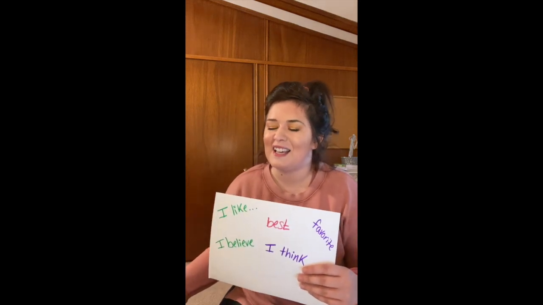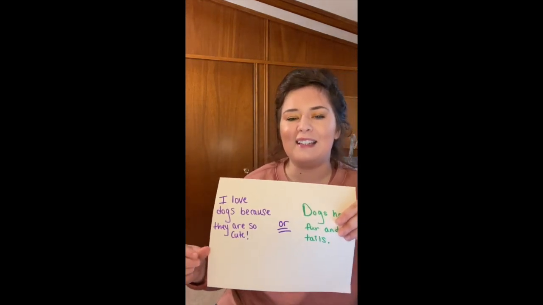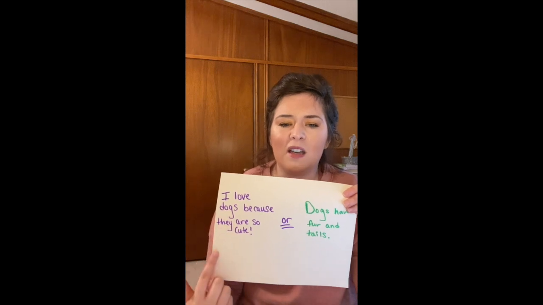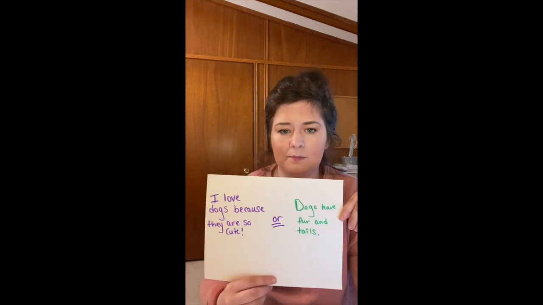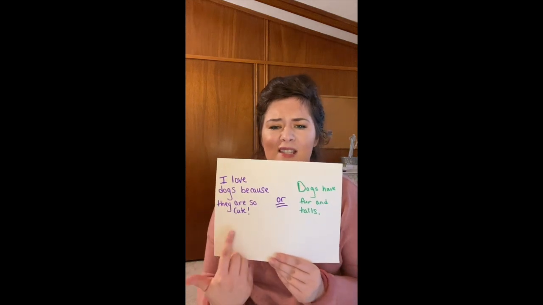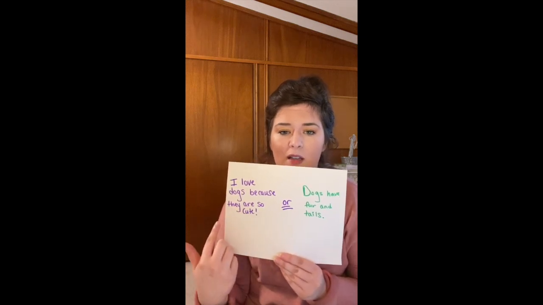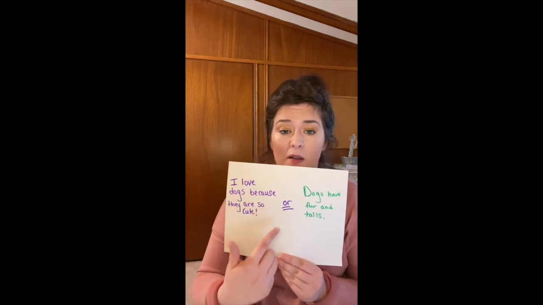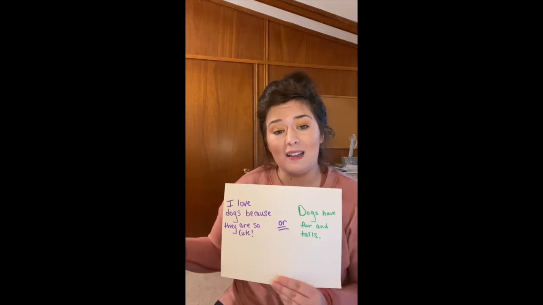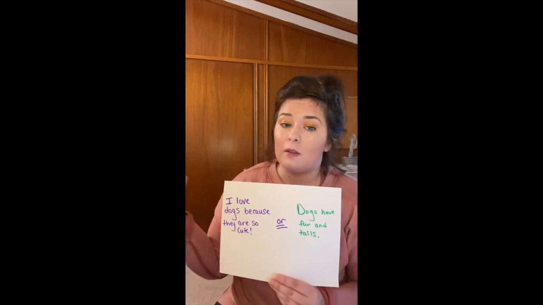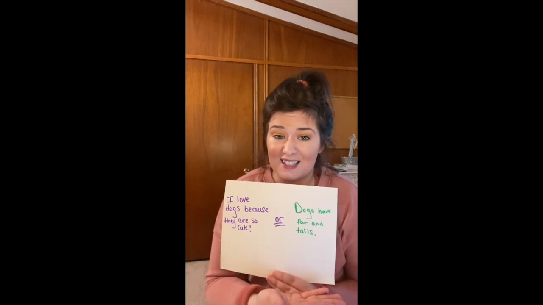So that's kind of a light taste of what opinion writing is kind of like. So I'm going to share this example with you, and hopefully this sheds a little bit more light. So, I love dogs because they are so cute. Or dogs have fur and tails. So, do you think this is a fact? Or do you think this is a fact? I love dogs because they are so cute. This is an opinion because maybe to some people, dogs aren't cute. That would be their opinion. But most dogs, not all of them, I'll give you that. Most dogs have fur and tails. That would be more of a fact.